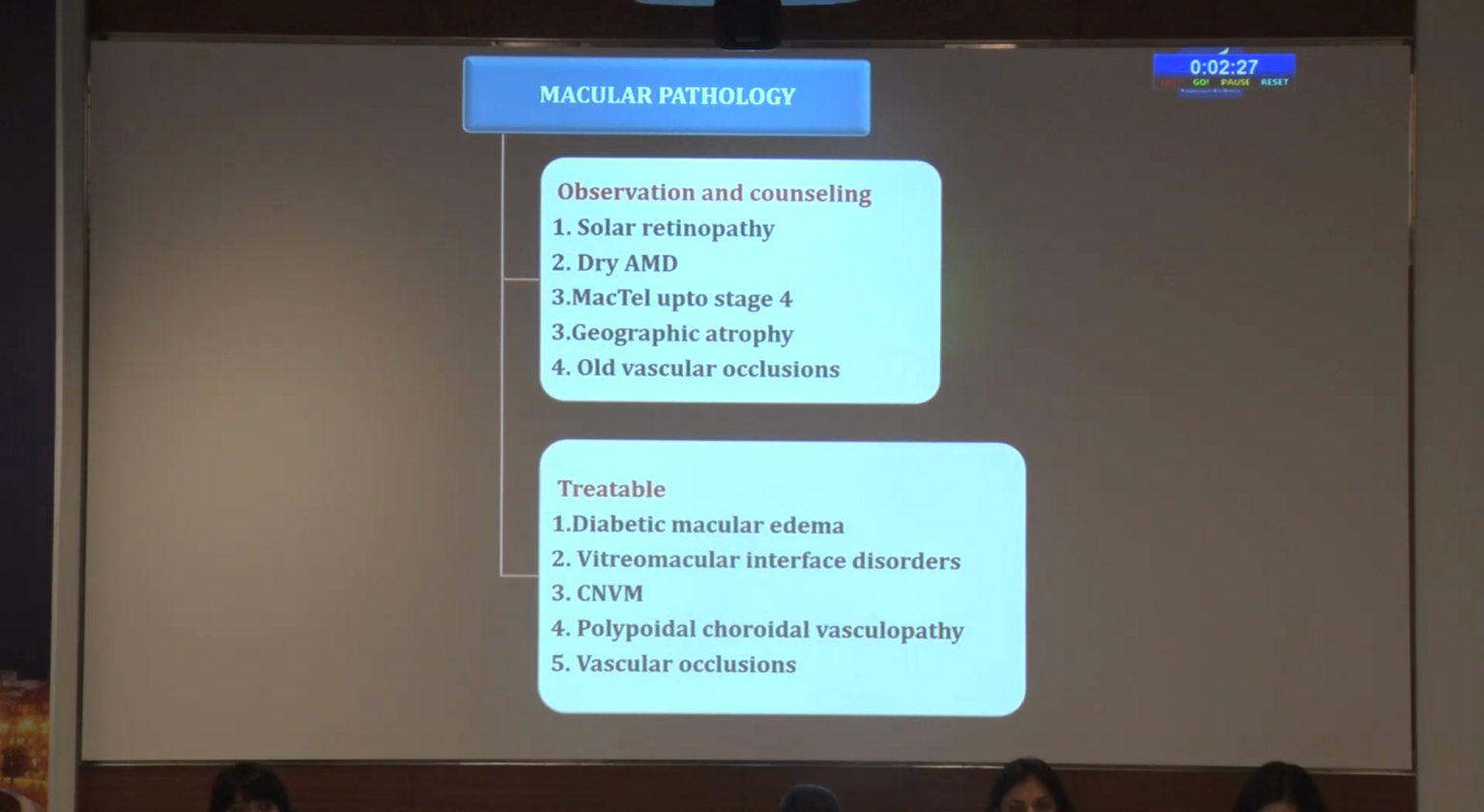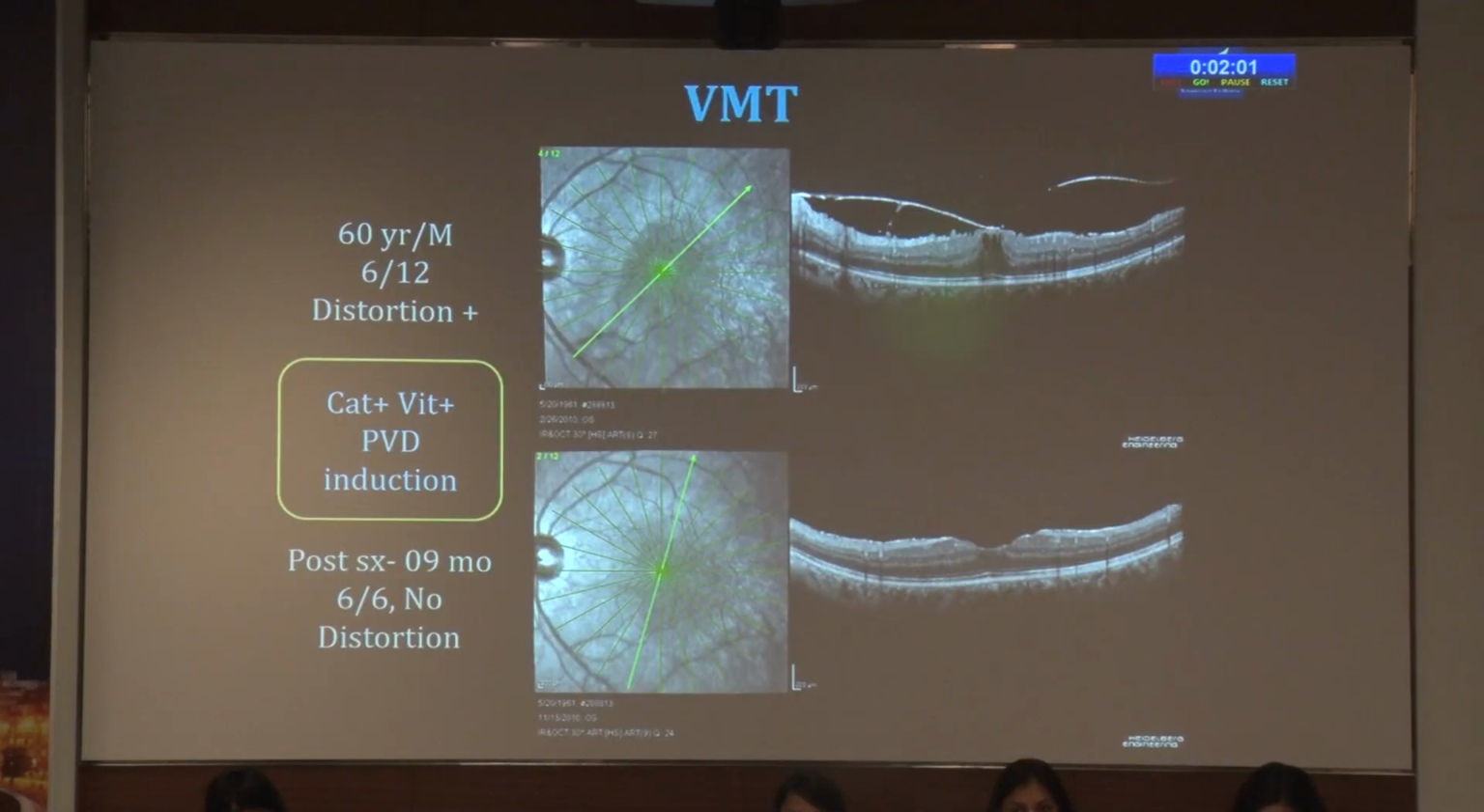If you have a solar retinopathy, you are going to tell the patient that they might not really improve beyond a certain level. Patients with dry AMD need to be told that the disease might be progressive. MACTEL patients would end up with CNVM at some stage. Geographic atrophy is definitely progressive. Old vascular lesions might not give high contrast vision to the patient. However, if you find that the patient has diabetic macular edema, interface disorders, CNVM or polyps, these are the patients who would require combined treatment along with cataract surgery.